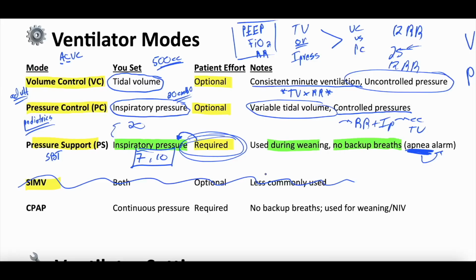And then CPAP is very similar to pressure support, so we're going to cross that one out as something we're going to dive into. These three are going to be your three main foundational ventilator modes: volume control, pressure control, and a pressure support trial.